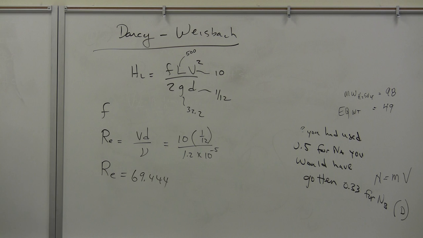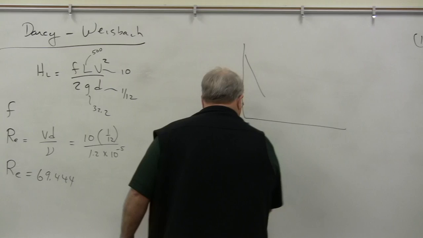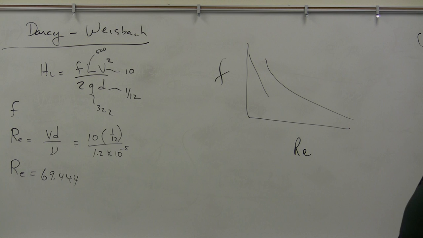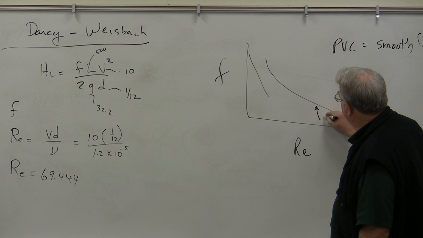Okay, so if you go into the Moody diagram, you have Reynolds number here, and you got friction factor up here. Now, PVC. You consider that a rough pipe or a smooth pipe? I consider it smooth. I would consider PVC to be smooth, which means we use the smooth pipeline.